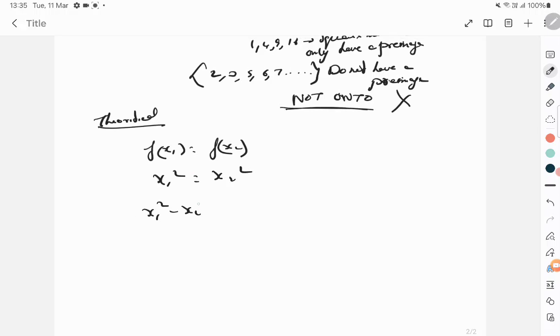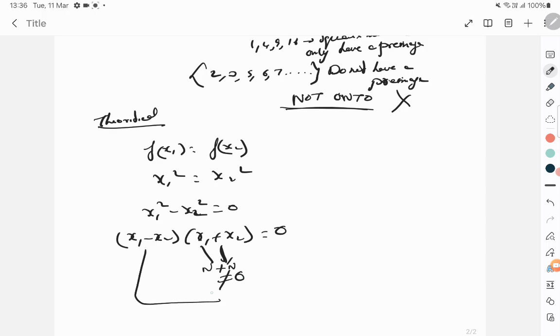x1 square minus x2 square is equal to 0. x1 minus x2 into x1 plus x2 is equal to 0. These are natural numbers. x1 is a natural number, x2 is a natural number. Adding two natural numbers will never be equal to 0. Therefore, x1 minus x2 can be equal to 0.